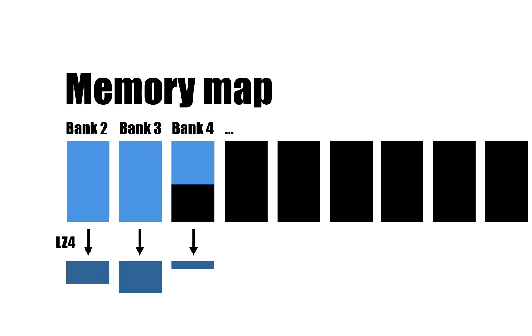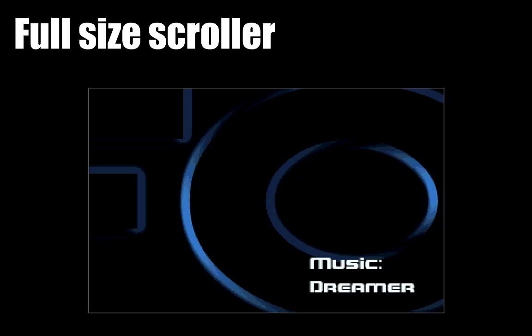LZ4 makes it possible to have 3 to 4 megabytes squashed down to less than the 800K of a typical disk. Okay, let's start with the large scroll text. As I mentioned before, there is no hardware scrolling, which makes this very CPU intense. So here the choice of the logo determined the technique to use.